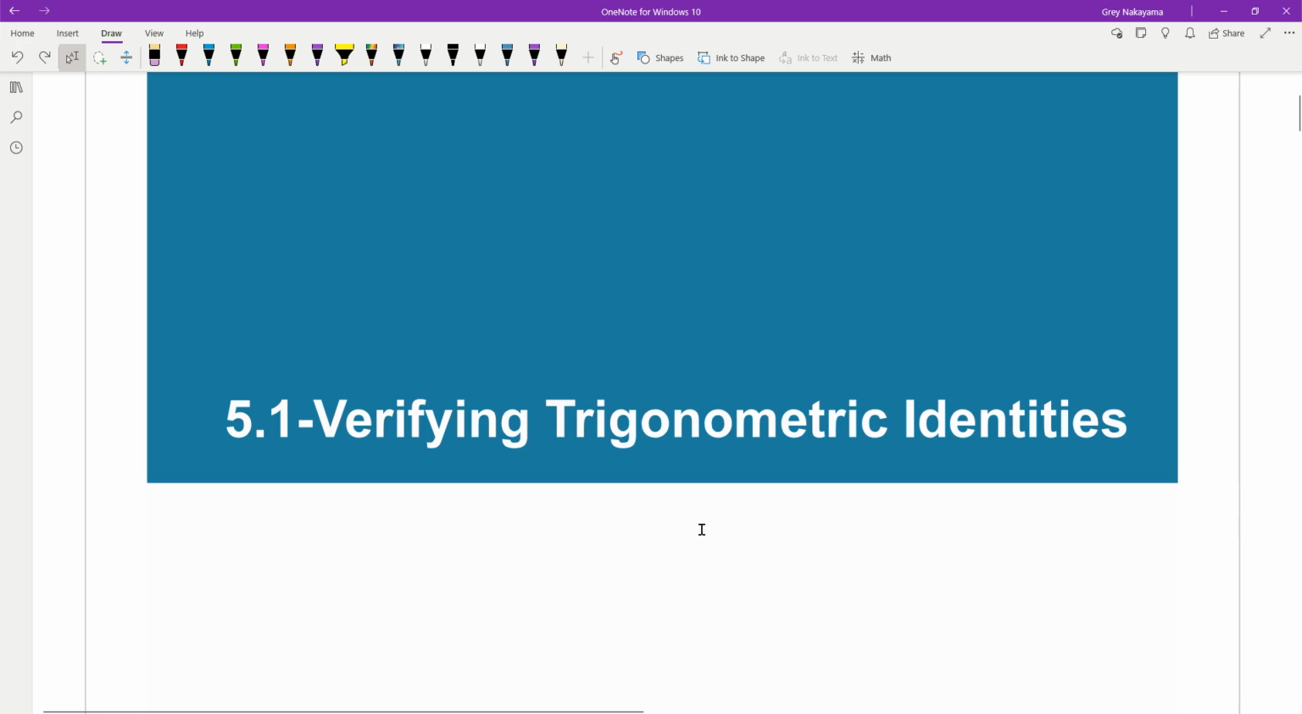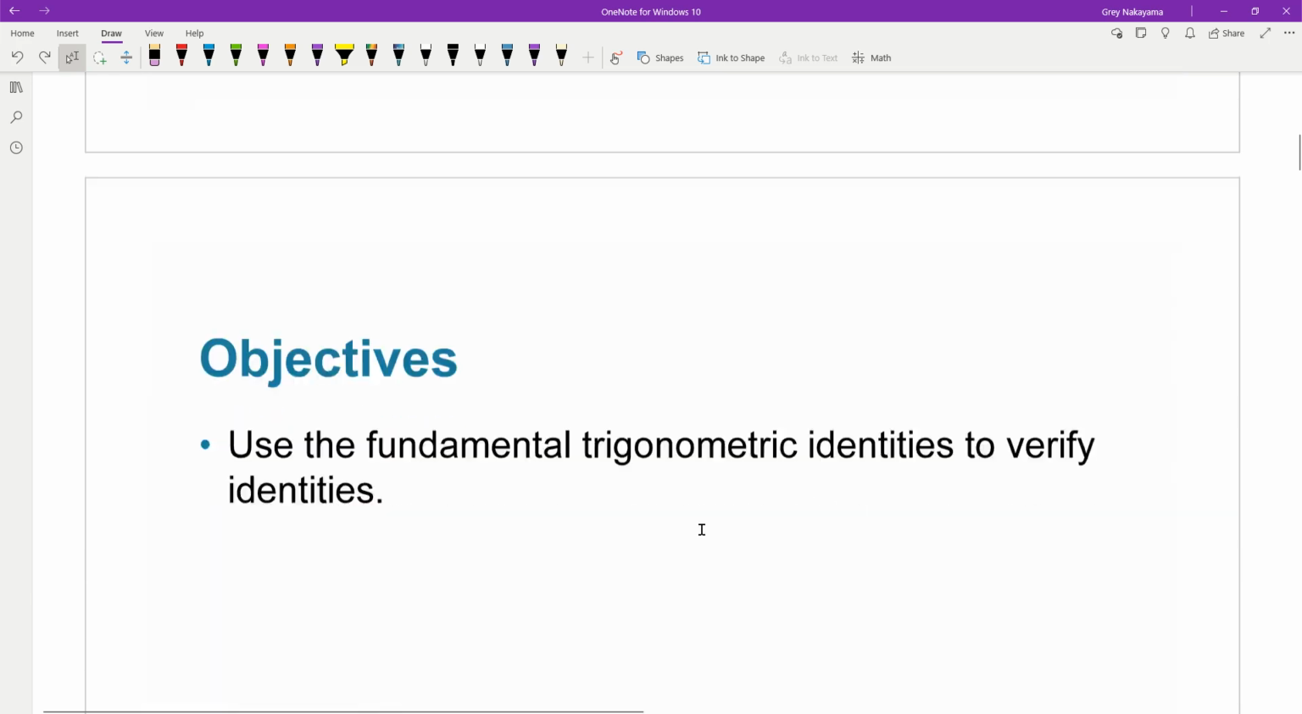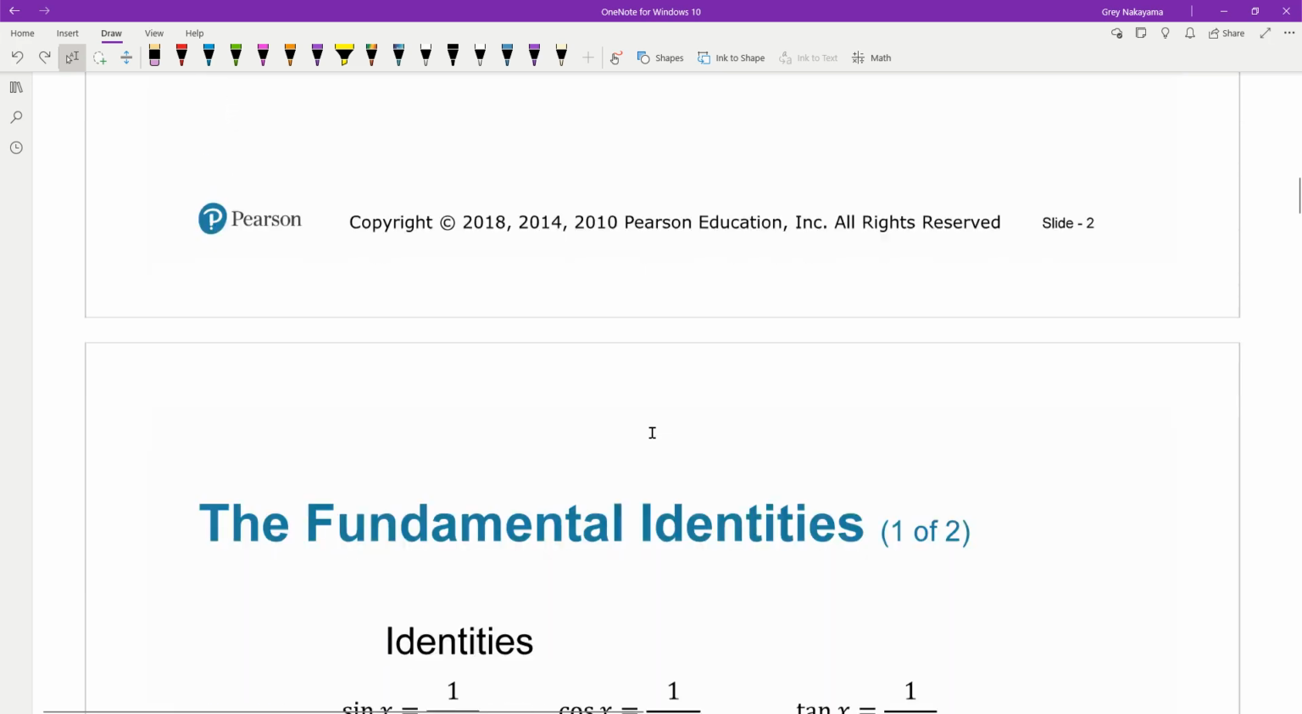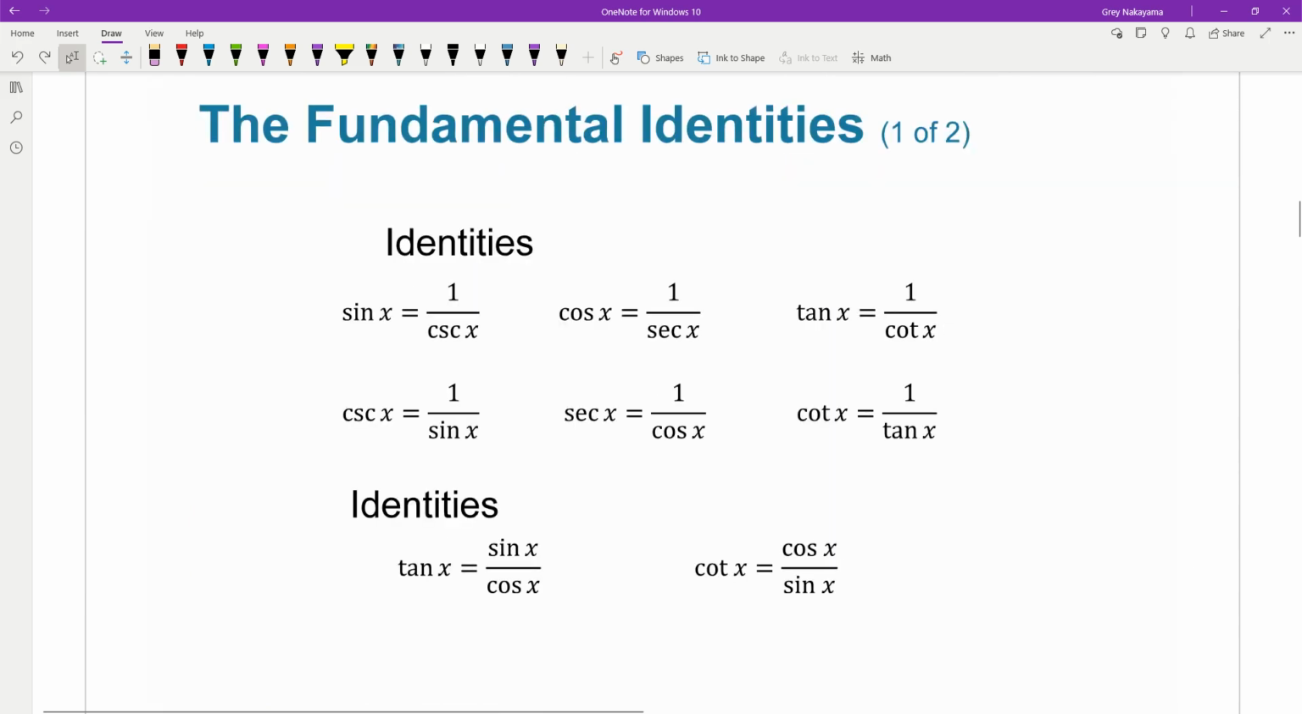This happens to be one of my most favorite things to do, so I hope y'all enjoy it just as much. We have one objective: use the fundamental trigonometric identities to verify identities. So what tools do we have to do that? Most of which you already know.